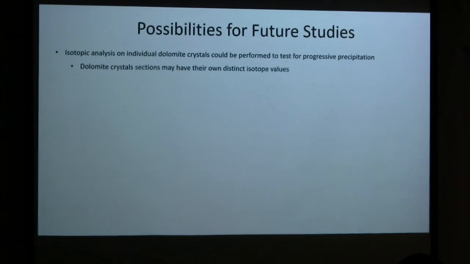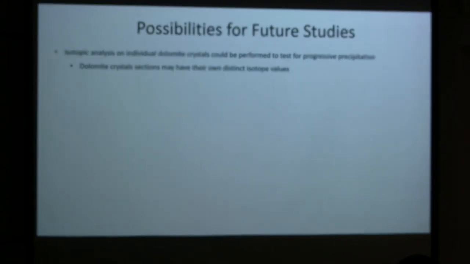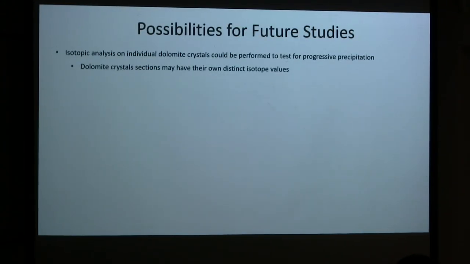But you can look at the individual crystals and see if there's progressive growth within these crystals, depending on what their isotopic value would look like. If you have something close to zero, it can dip negative, or it can go positive. It could be done on individual crystals.